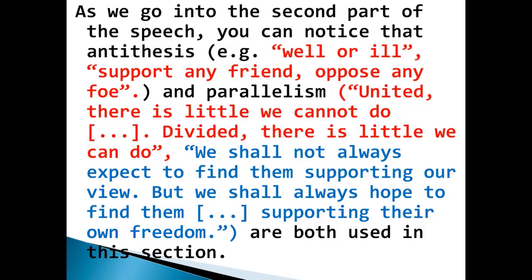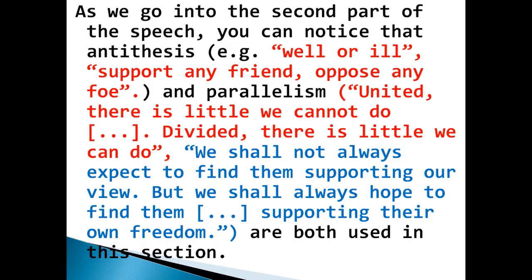And parallelism: "United there is little we cannot do, divided there is little we can do." It means that when we are united, we can do much more, because we need unity.